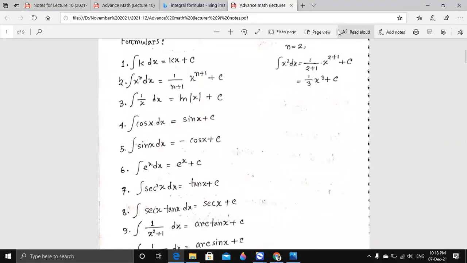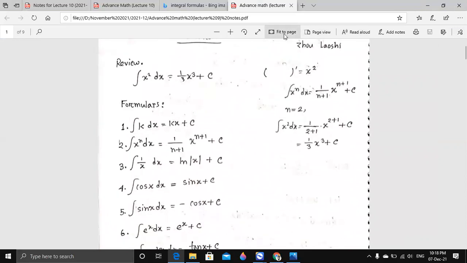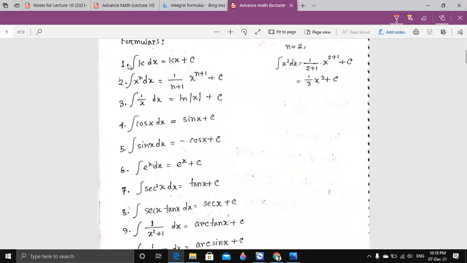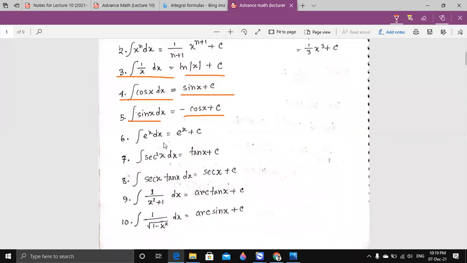See here all the formulas I talked about in the previous class. Integration of k dx equals kx plus c. Integration of x to the power n dx equals 1 by n plus 1 into x to the power n plus 1, plus c. Integration of 1 by x equals ln x plus c. Integration of cos x is sin x plus c. Integration of sin x is minus cos x plus c. Integration of e to the power x dx is e to the power x plus c.